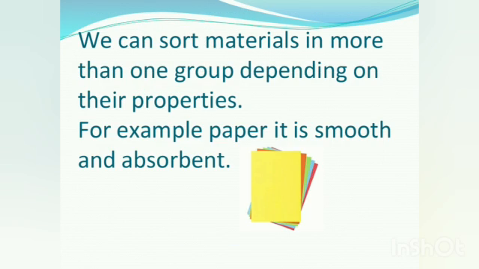Now I am explaining to you. Please listen to me very carefully. We can sort materials into more than one property. How more than one property? For example, paper. Paper is smooth and also absorbent. Absorbent means that it can take in water. So the materials may have more than one property. Not only paper, other materials also have different kinds of property.